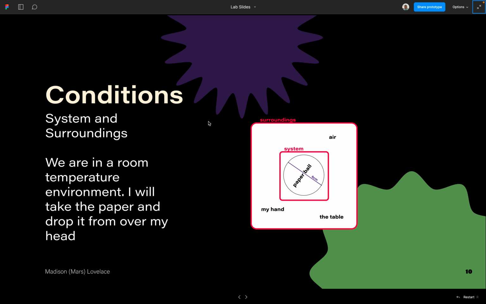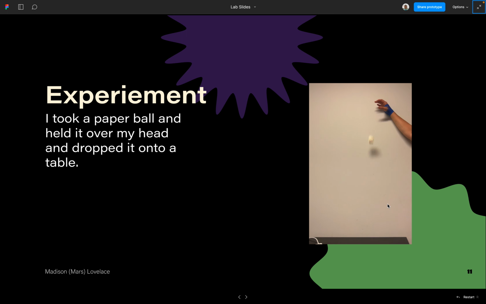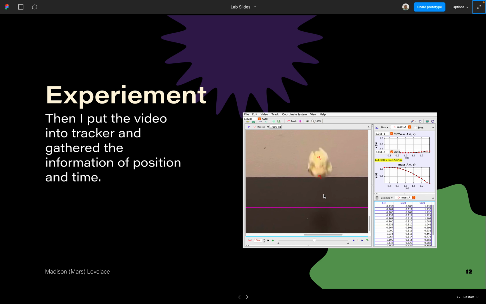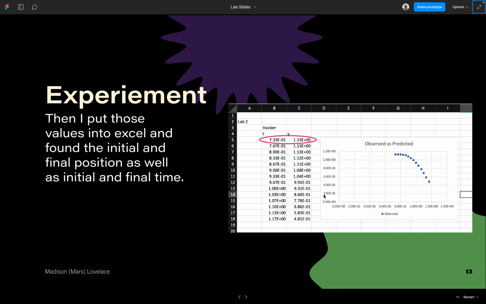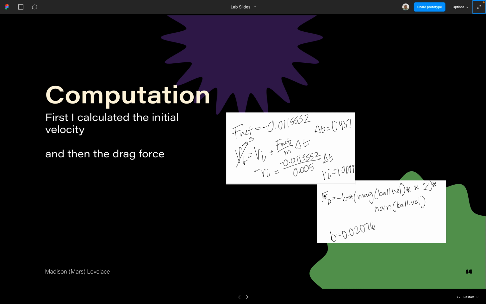Starting out with our initial conditions, the system is that paper ball around 6 centimeters in diameter, and the surroundings are the air and my hand and the table. I took the paper ball and dropped it from above my head until it fell on the table. I took that video into Tracker and gathered the position over time values. And I took those values and put them into Excel to start creating my final graph, as well as got the initial time and initial position of the ball.